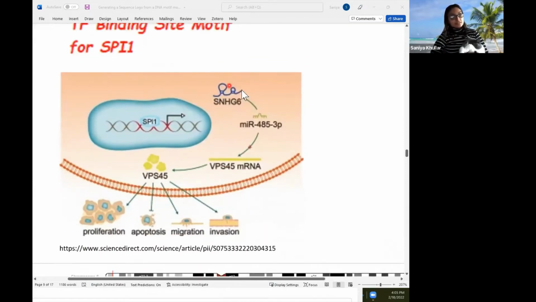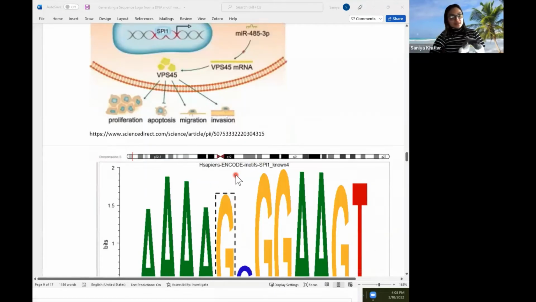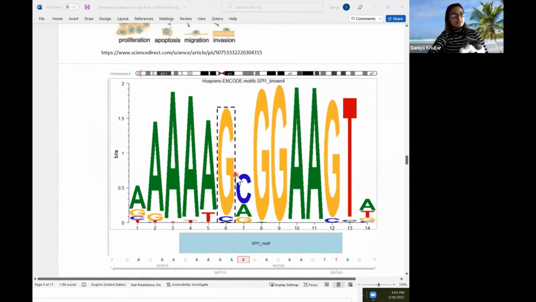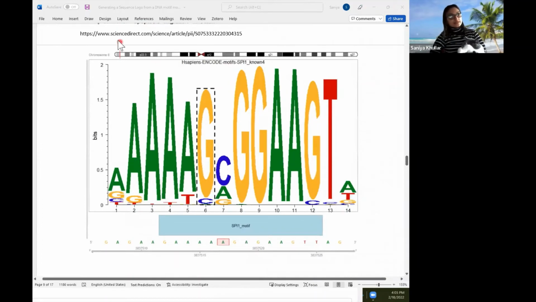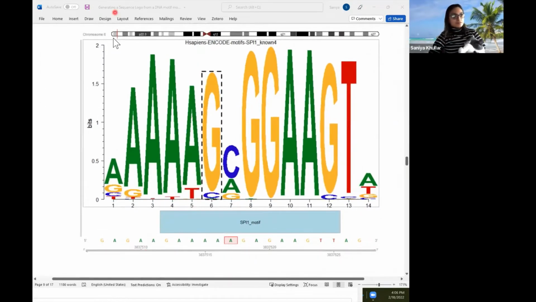And then it's going to lead to proliferation, cell death, migration, invasion, all things that immune cells are doing. So this is a finding here. This is a figure that I generated. And what you can see here is that in chromosome 6, around these base coordinates, around 3837510, in this region of chromosome 6, we can see the sequence logo that was generated.